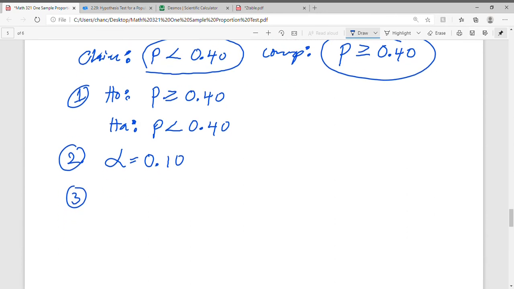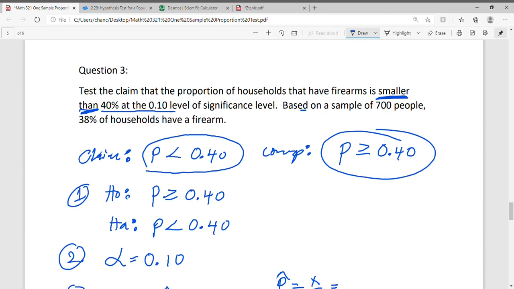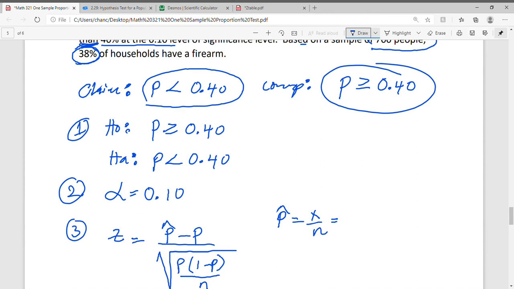Now in step 3, we'll use the formula Z equals P hat minus P divided by the square root of P times 1 minus P divided by N. Now P hat is equivalent to X divided by N. That's our number of successes divided by our sample size. To find the number of successes, we're looking for 38% of 700. So how do we find 38% of 700? That's going to be 700 times 0.38. And that gives me 266.